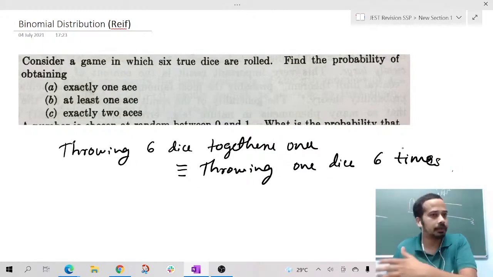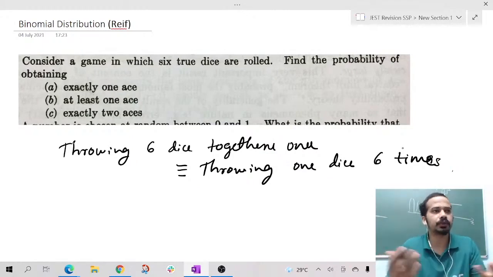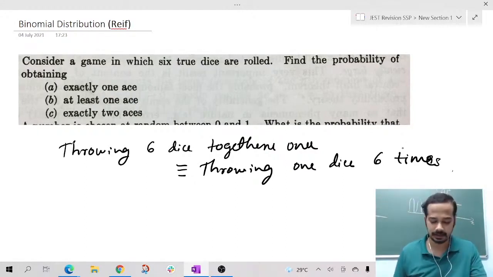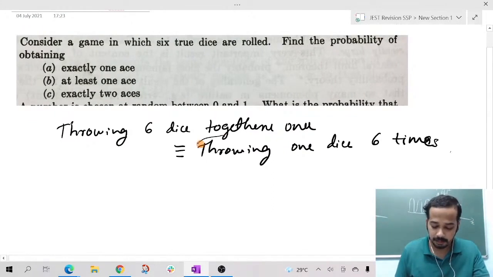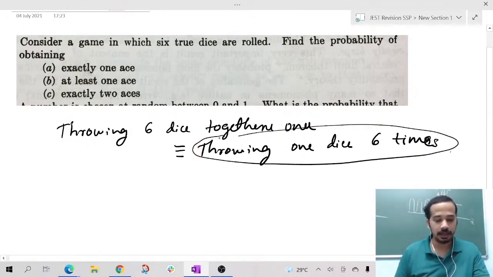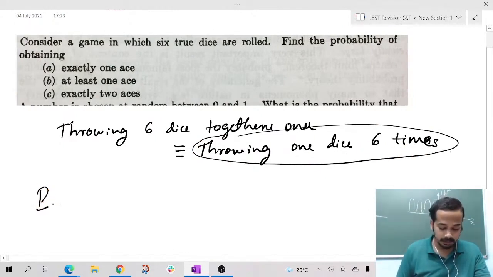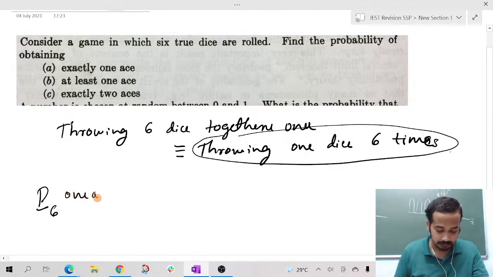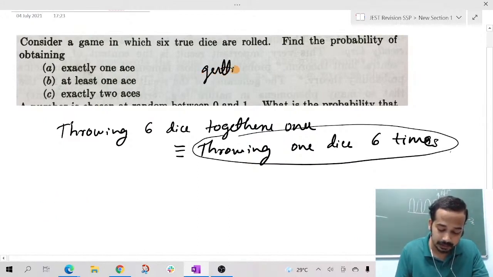Now let me convert this problem to a binomial distribution problem, because it is quite easy to work out actually. You don't have to work out all possibilities like that. Those are quite lengthy. Is that okay? So that's why let me take this problem, throwing one dice but 6 times. What is the probability, after throwing 6 times, of getting exactly one ace, at least one ace, exactly two aces, like that? Now look at here. Each of these, again he is talking about getting an ace or not getting an ace. Am I right?